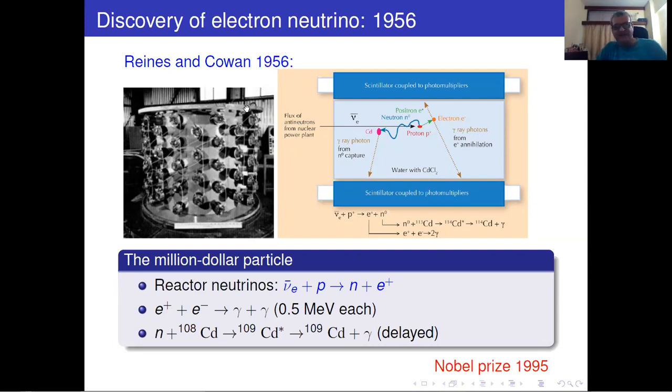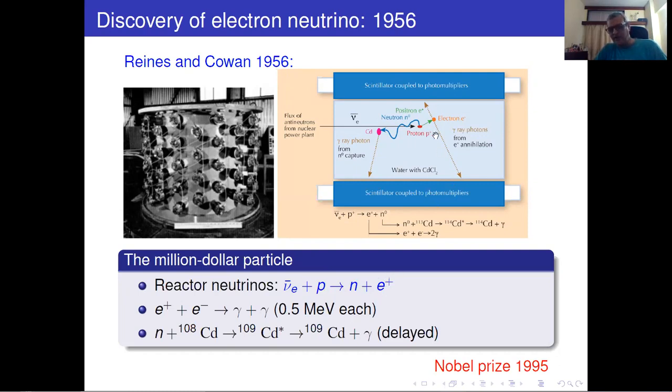They had a scintillation detector. The detector was taken very close to a nuclear reactor, so that there would be a large flux of antineutrinos coming from a nuclear power plant. Now, these reactor neutrinos, nu e bar, as you see here, interacted with protons inside this medium. This medium was water with cadmium chloride. Water, of course, has lots of hydrogen, which provides you protons. This reaction gave you neutrons and positrons.